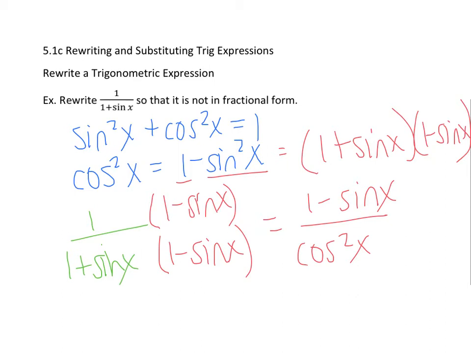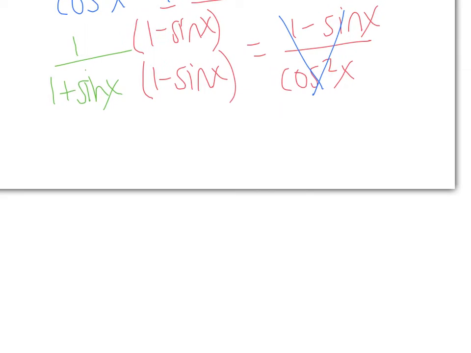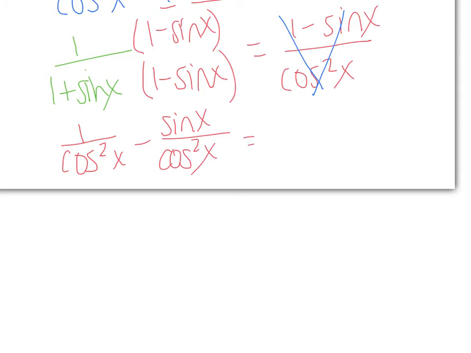Now I've turned it into the v shape, and I can split it into two fractions. Okay, we split the v. We're going to get 1 over cosine squared x minus sine x over cosine squared x. That's going to leave us with secant squared x minus. Now I want you to take this and think down here.